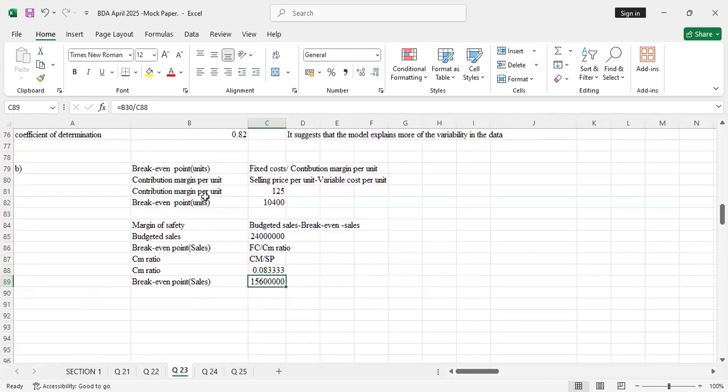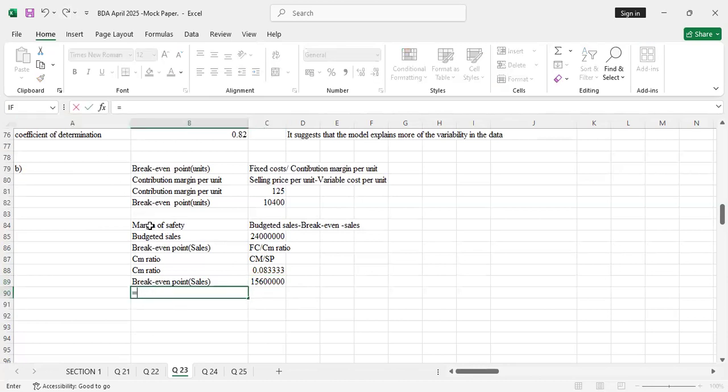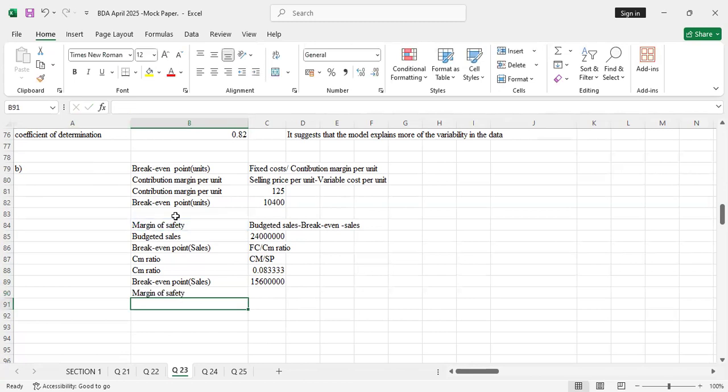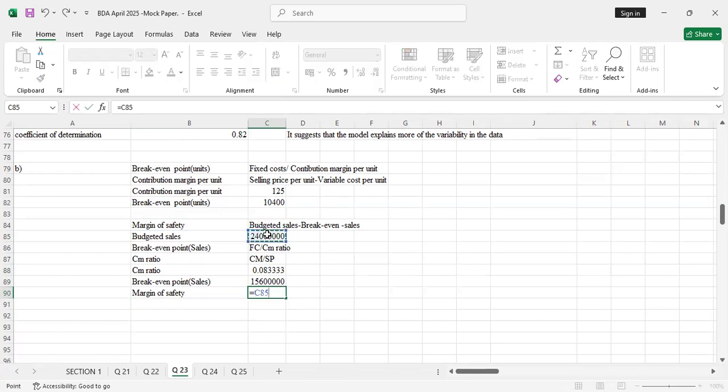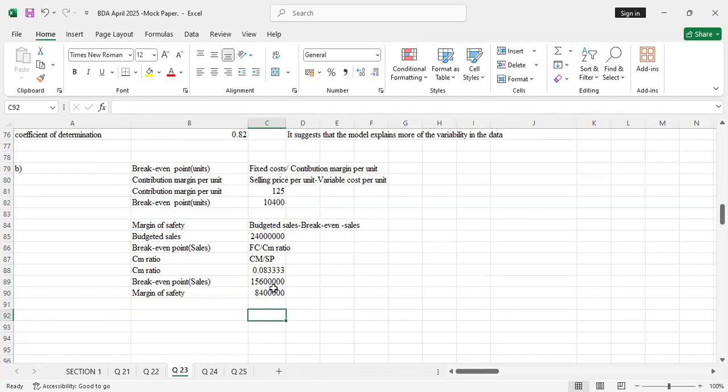You remember, we were calculating the margin of safety. So what will be the margin of safety? The formula is budgeted sales minus break-even sales. Budgeted sales is here; you subtract the break-even point in sales to get the margin of safety. The margin of safety was around 8.4 million, so that's what I will mark as the correct answer.